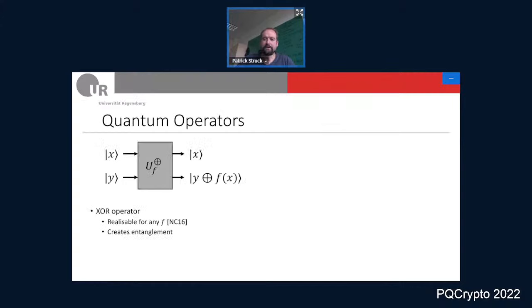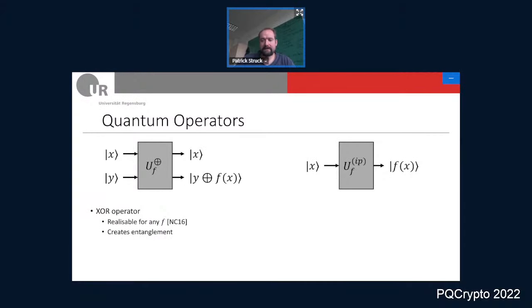Before we can jump into the notion, quick recap on the quantum operators, because we need this. Here we can see what we call an XOR operator, which is the canonical way of implementing functions on a quantum computer, where we have the two registers X and Y for input and output. The function is evaluated and XORed into the second output register, while the input register remains unchanged.